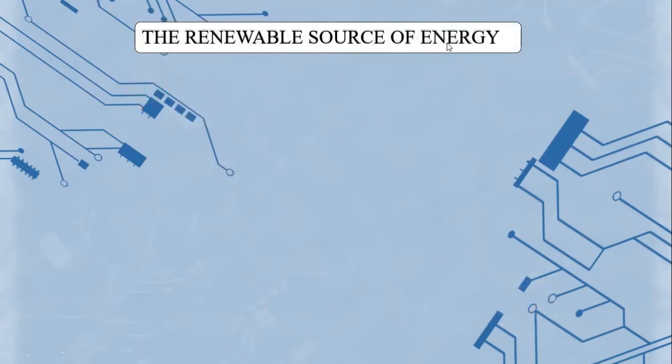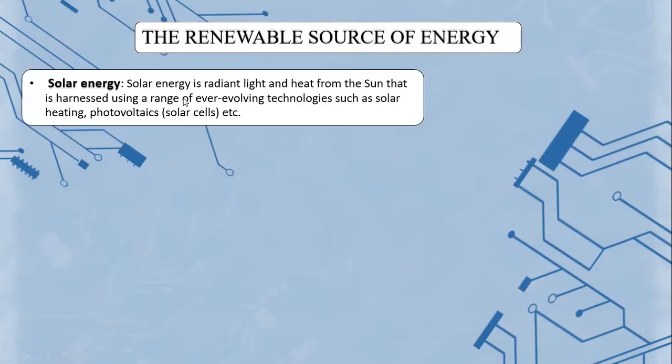First, the renewable source of energy. Now, what's a renewable source of energy? As we all know, a renewable source of energy means energy that is sustainable, like wind, hydro, or solar energy, etc. In my project, I have used solar energy as the renewable source. Now, we know that solar energy is the radiant light and heat from the sun that is harnessed using a range of ever-evolving technology such as solar heating, photovoltaics, etc. The solar energy is trapped using a solar panel, which is made up of solar cells.